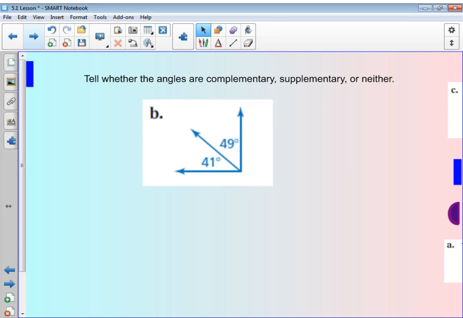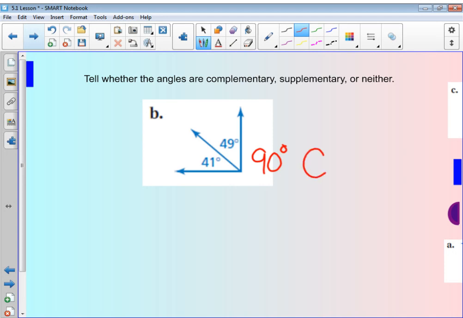Okay, so it looks like a right angle, but we need to double check. So we need to go through and we need to add those together because it does look like it creates a right angle, but we'll go ahead and check that. So 49 plus 41, well, 40 and 40 would give me 80, and then the 9 and the 1 is 10 more. So this does equal 90 degrees, and you could check that on a calculator if you needed to. So a 90-degree angle would be called complementary. Remember, our C can create a 9. So this would be a set of complementary angles.